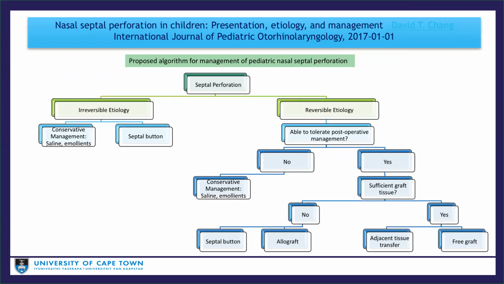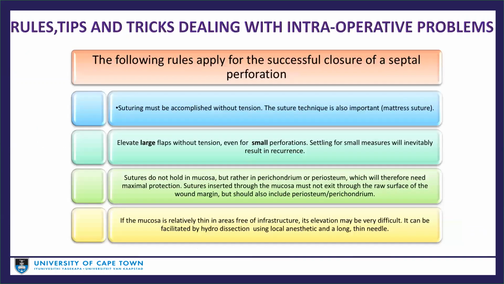But if there is a reversible etiology, we must see, does the patient have sufficient graft tissue? And thereafter proceed for either tissue transfer or free graft. Before I end, certain rules, tips and tricks while dealing with intraoperative problems.